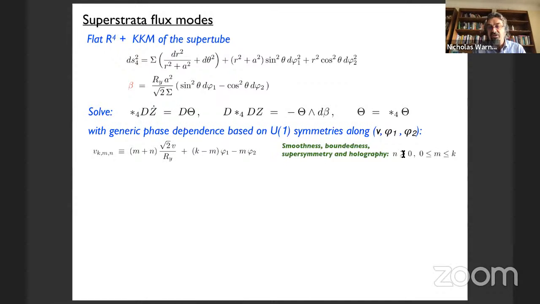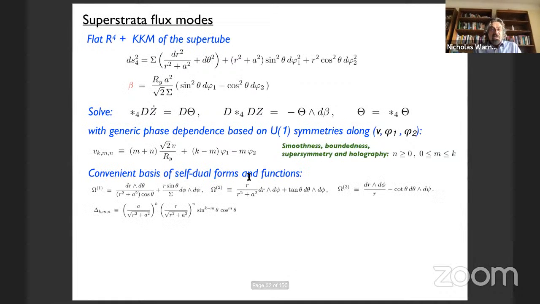There are going to be some restrictions in a few minutes, as you'll see. It comes from smoothness, boundedness, supersymmetry, and holography, which tell us that there are some seemingly rather strange restrictions on these quantum numbers. That will become clear in due course, but in the holographic story, n, m and k are occupation numbers of various excitations, and so they can't be negative. But you'll see more precisely from the supergravity perspective where this comes from.